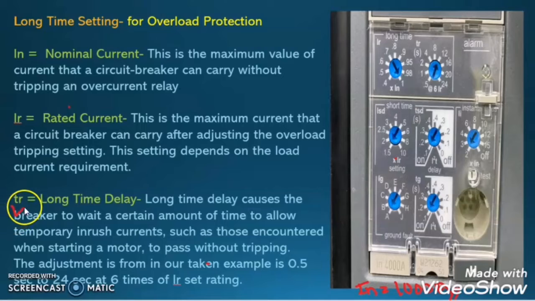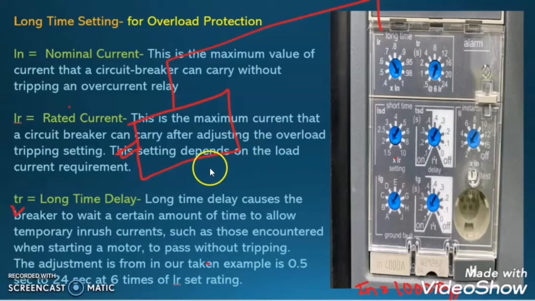Now let me discuss what is TR, the long time delay setting. To understand this topic, let me take an example. Suppose this circuit breaker is feeding an induction motor, and as we know, an induction motor during starting takes a high inrush current, and after some time it takes only the full load current. At the time of starting, the high inrush current might be 4 to 5 times higher than the full load current, or we can say that the starting current will be 4 to 5 times the full load current.